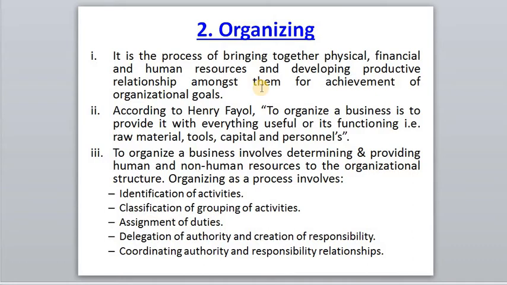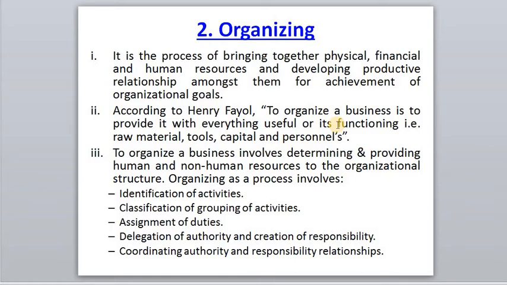Next, the second point, according to Henry Fayol, what is organization? To organize a business or a construction is to provide it with everything useful for its functioning, everything provided in order to achieve the goal. Most important is that we have to achieve the goal within the stipulated time.